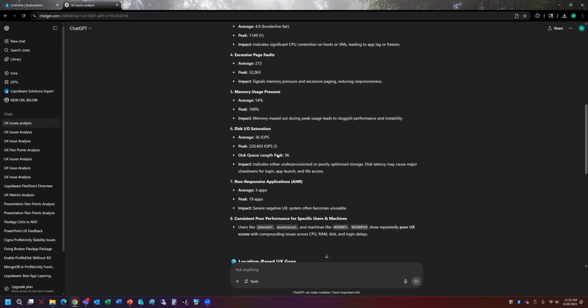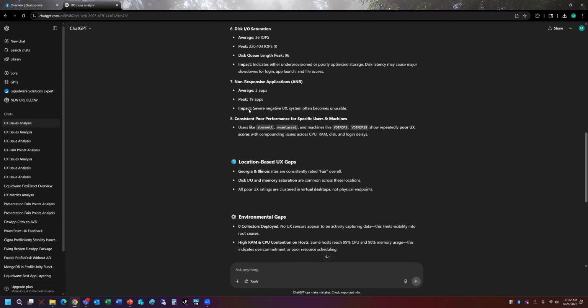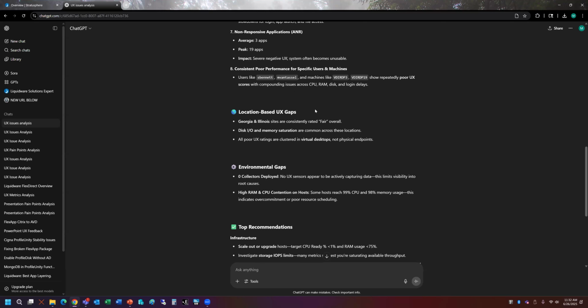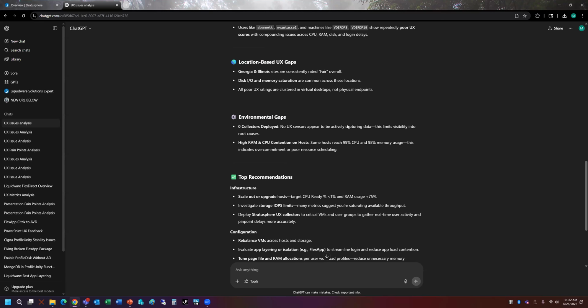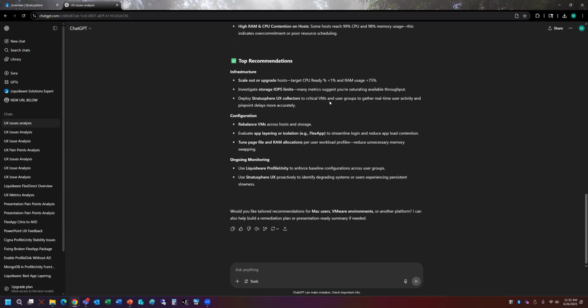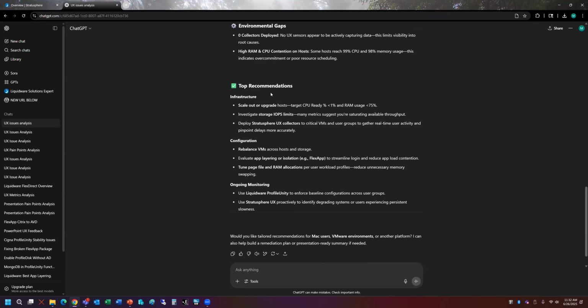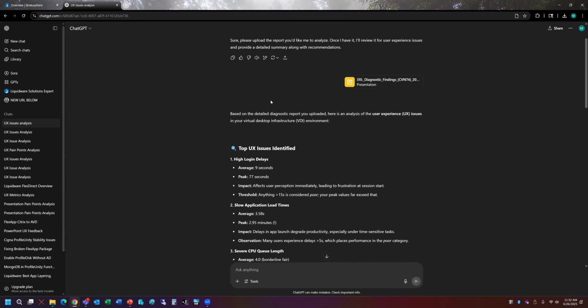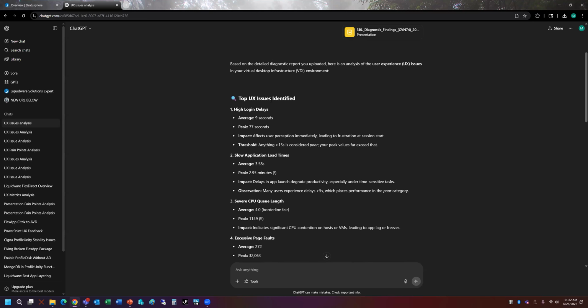And not only does it cover every single thing I was just talking about, it also covers some things that I didn't cover at all, like my location-based gaps, my environmental gaps, recommendations. It's basically telling me everything I want to know within 30 seconds of taking my Stratosphere data and running it.